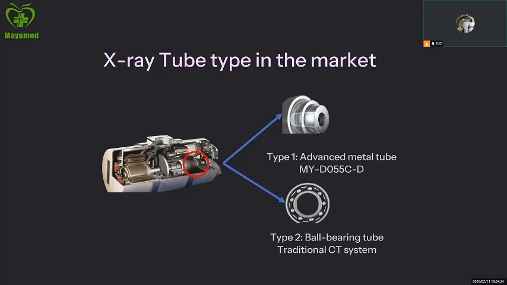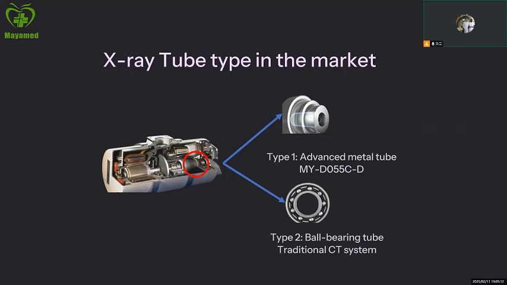Let's start with the X-ray tube types in the market. We know that there are two types of X-ray tube in the market. Type 1 is the advanced metal tube. Our CT scanner uses this type of tube. And type 2 is the ball-bearing tube, in the picture below. The ball-bearing tube uses small balls to bear the tube, and the traditional CT scanner uses this. So our CT scanner uses the type 1 advanced metal tube.